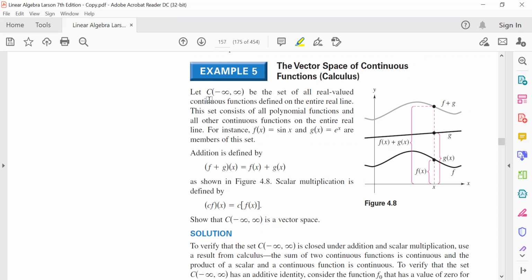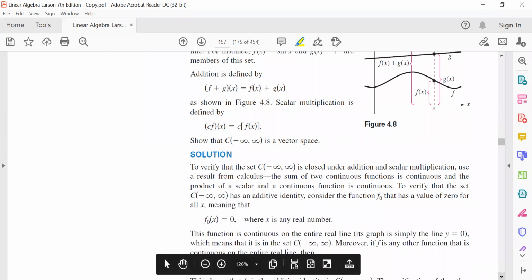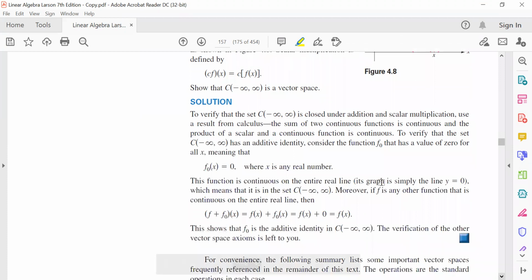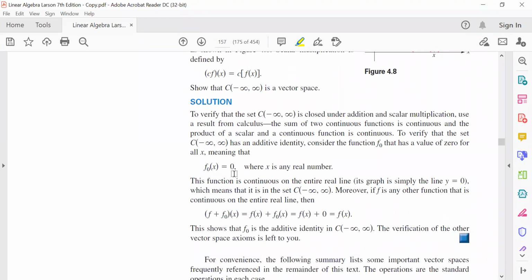So we see that the set of continuous functions, this means a set of continuous functions that are defined on all real numbers, otherwise known as the set of all real valued continuous functions defined on the entire real line. So these are functions like sine x plus e to the x. We know it's closed, and it's very easy to verify that all the other conditions work. Here's my zero function, a constant function which just equals zero.